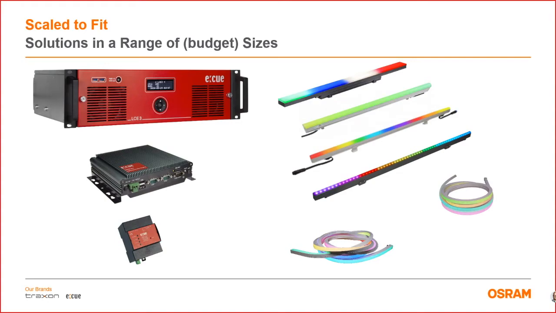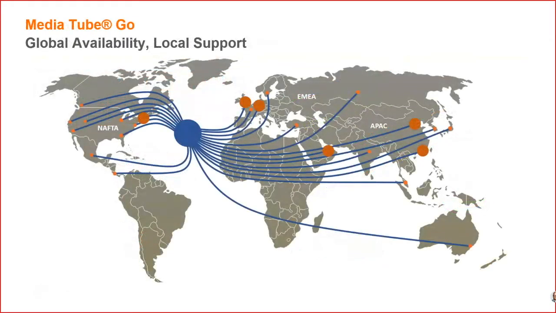This is all about the scaled to fit philosophy of the Traxon system solutions, where we have a range of control hardware solutions and fixture solutions, both in terms of the physical scale of the fixtures themselves, and the value and feature sets of each of those fixtures, so that we can truly tailor fit the correct solution for all of your dynamic media lighting solutions. And we look forward to collaborating with you on all of those solutions.